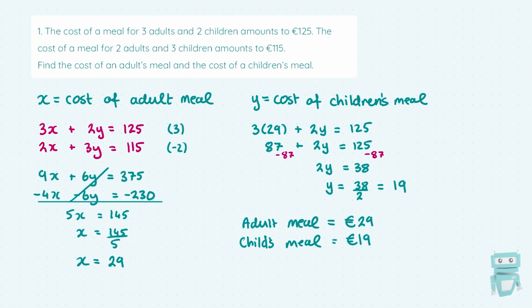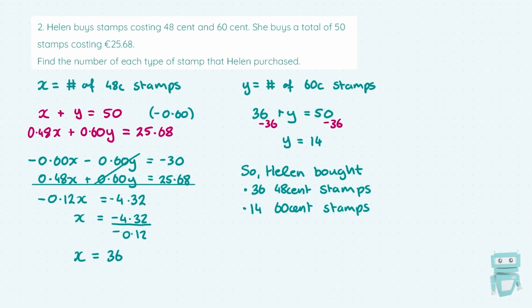In question 1, we let x be the cost of an adult's meal and y be the cost of a child's meal. Then we form our equations and solve. In question 2, we let x be the number of 48-cent stamps and y be the number of 60-cent stamps, but be so careful in forming your second equation that we convert the cents into euros, so we have 0.48x plus 0.60y equals 25.68 euro.